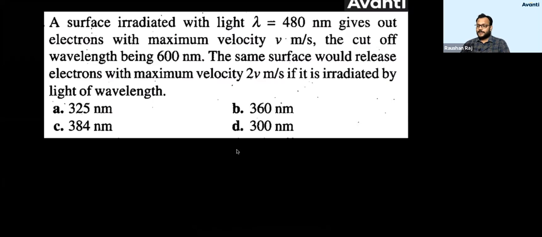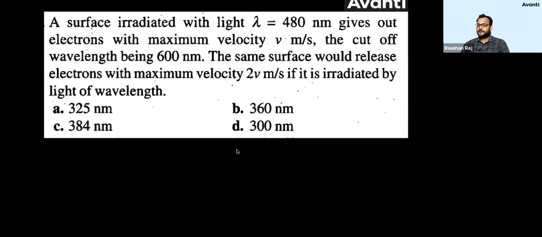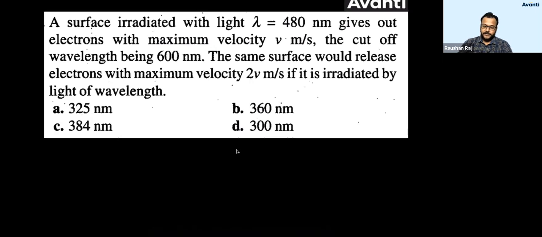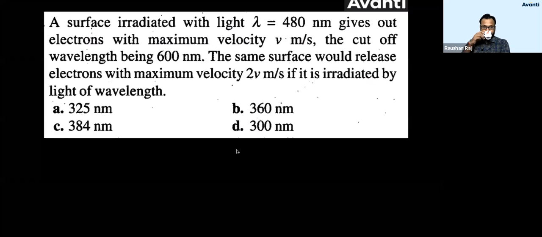A surface irradiated with light of wavelength lambda equal to 480 nanometer gives out electrons with maximum velocity v meter per second. The cutoff wavelength being 600 nanometer. The same surface would release electrons with maximum velocity 2v meter per second if it is irradiated with a light wave of wavelength. What will it be? Tell me quickly. Come on guys, give the answer.